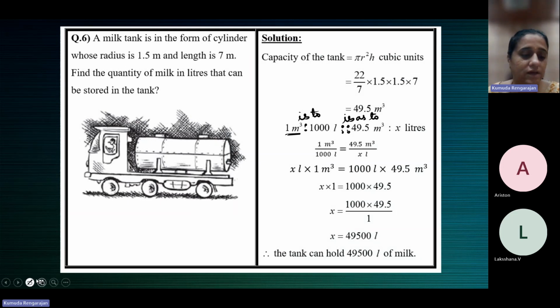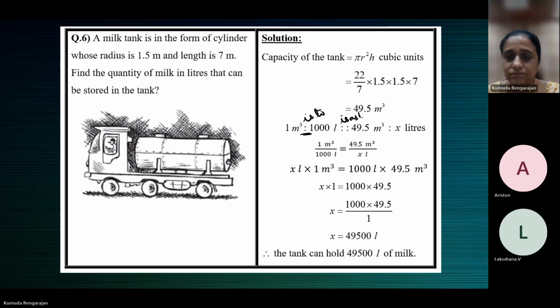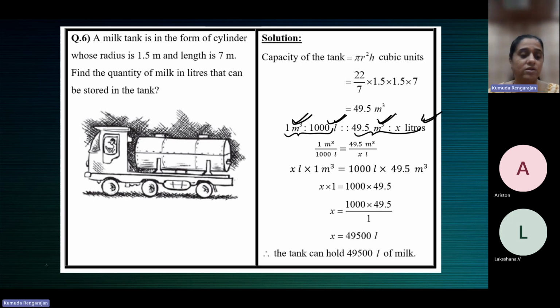1 meter cubed is to 1,000 liters as 49.5 meter cubed is to X liters. We don't know, so we are calling it X. This is the general rule, and this is what we are trying to find. If you write meter cubed first and then liters, here also you should maintain the same order. Meter cubed and then liters. That order is important.